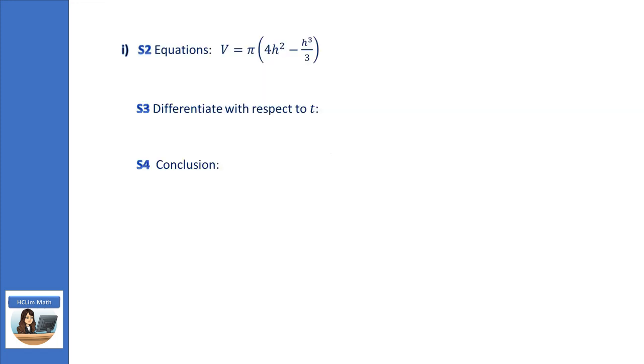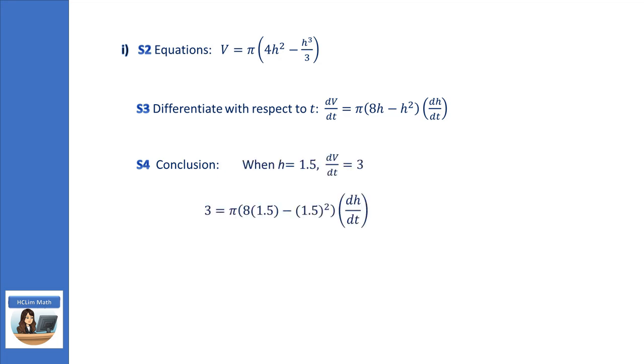So from the equation of volume given, we have V equal to pi times 4h square minus h cube over 3. So I do the differentiation with respect to t on both sides. I have dV/dt equivalent to pi times 8h minus h square, times dh/dt. So I simply substitute my h equal to 1.5 and dV/dt equal to 3 into the differential equation, and then I get my dh/dt is 0.098 centimeter per second.